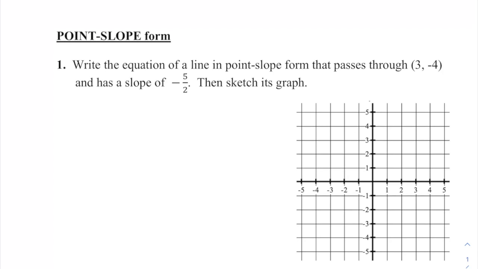Write the equation of a line in point slope form that passes through (3, -4) and has a slope of -5/2, and then we'll sketch its graph. Or you could sketch it right now if you really like.